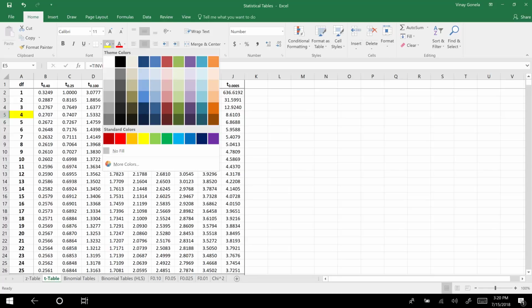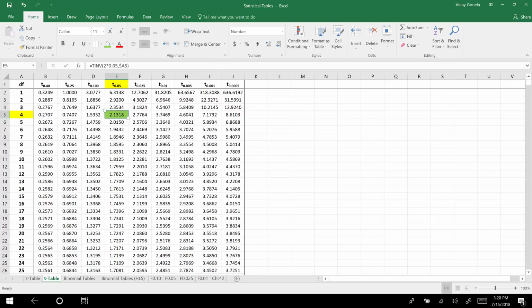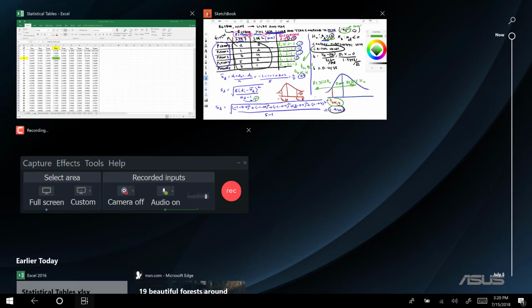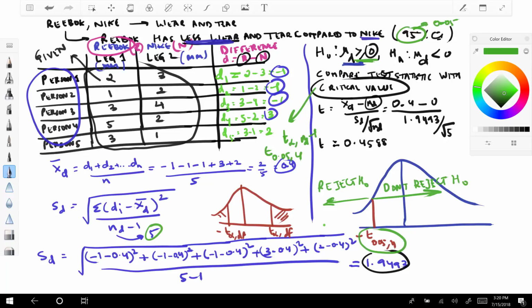So let me highlight it with the green color. That is 2.1318. So I will go back to our sheet. So this is the critical value, this value would be 2.1318.